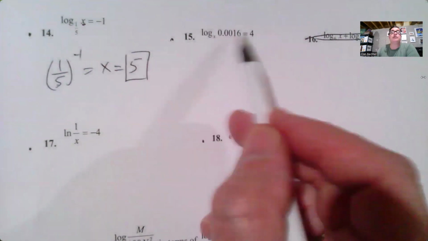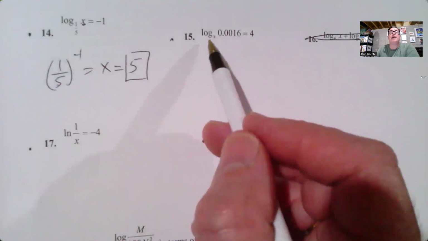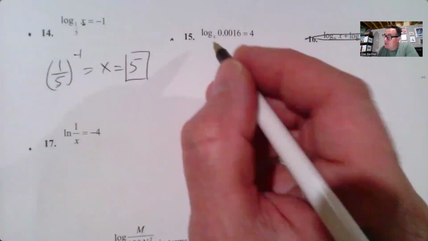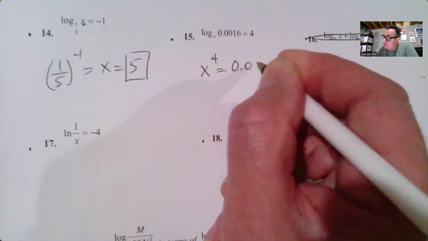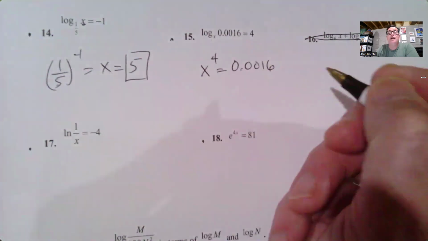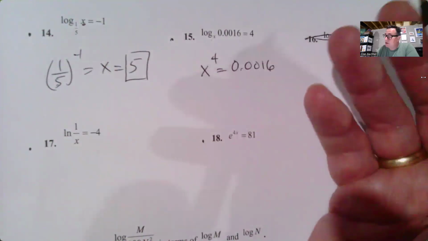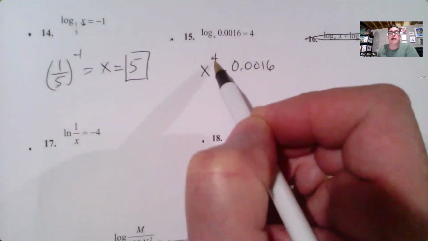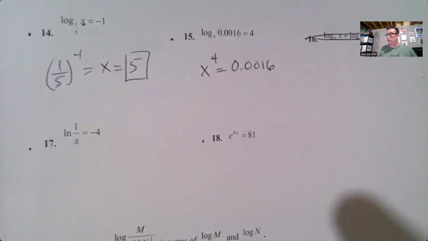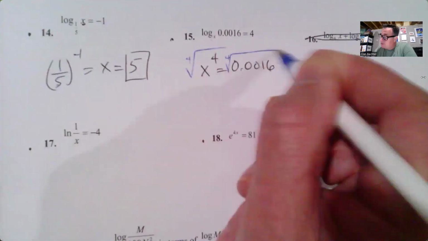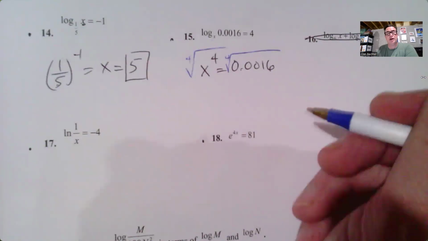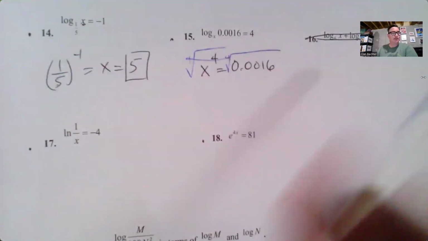And the same idea here when it's written in log form. I'm going to have to take this and write it in exponential. So this is x to the 4th power is equal to 0.0016. Now, to solve this, I've got to get rid of that 4. It's a little bit different. So what I'm going to be doing is taking the 4th root of both sides. It's the same as raising it to the 1/4 power if you're using a calculator to do it. These two would cancel out.